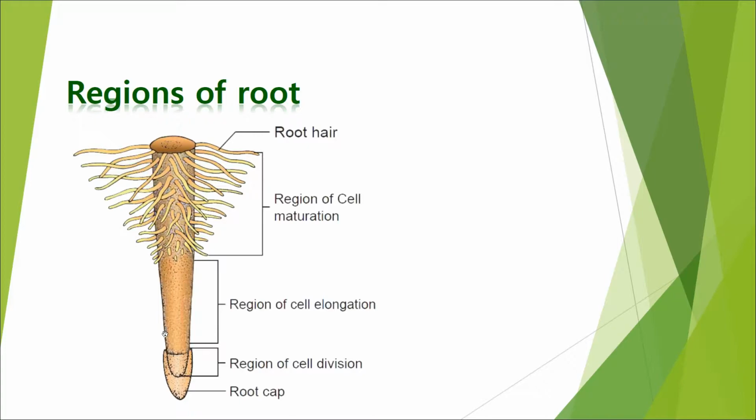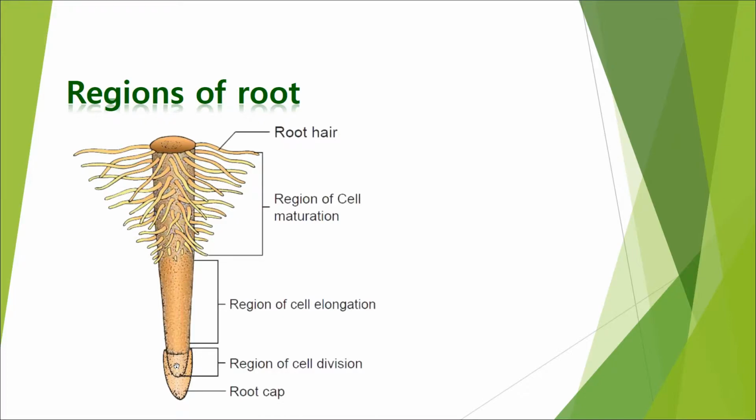What are the types of cells present in these regions? The meristematic region possesses meristematic cells. They actively divide and continuously increase the number of cells. In the region of elongation, the cells are elongated. And in the region of maturation, the mature cells are differentiated according to their function. The cells are differentiated here and take up a particular function.